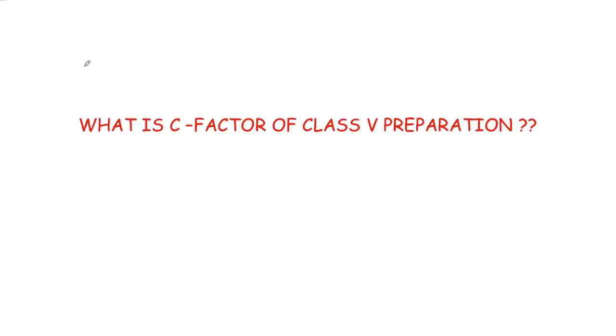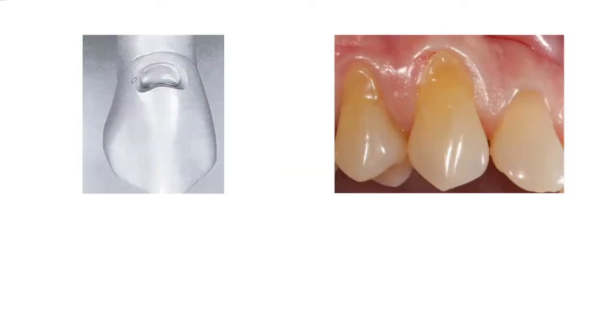So let's start. If we look at the C factor of class 5 preparation, there are basically two conditions. The first condition is when it is ideal shape, that is a box shaped cavity, as you can see in this image. If you look at the bonded surfaces for composite restoration in this, one will be the incisal surface, one will be the cervical surface, one will be the mesial and one distal, and this axial wall. This will be bonded to the composite restoration. So there will be 5 bonded surfaces.